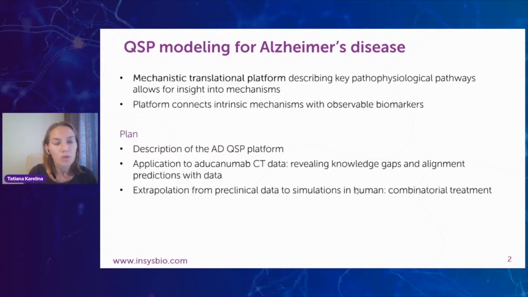So today I'm going to describe our Alzheimer's disease QSP platform that we have been developing for about 10 years in collaboration with different pharma companies. And then I will demonstrate how we applied our platform to describe aducanumab clinical trial data and how model predictions align with the data. And finally, I will show the capability of the platform to make some extrapolation from preclinical data to simulate different types of combinatorial treatment.